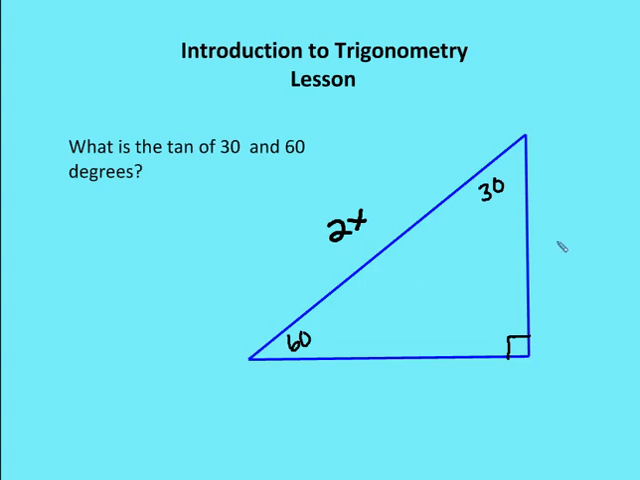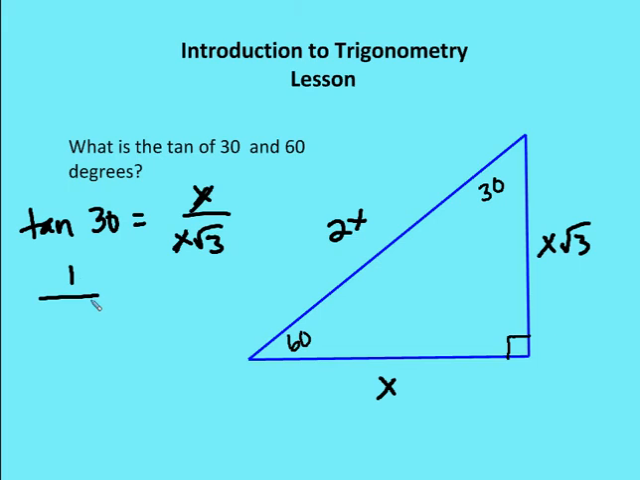So on the side opposite 60 degrees, it's x root 3, and the side opposite 30, I have x. The tangent of 30 degrees is the opposite over adjacent. So tangent of 30 degrees is equal to the opposite value, x, over x root 3. These reduce to 1. Now I have 1 over root 3, and we have to rationalize the denominator by multiplying by root 3 over 3, or root 3 over root 3.